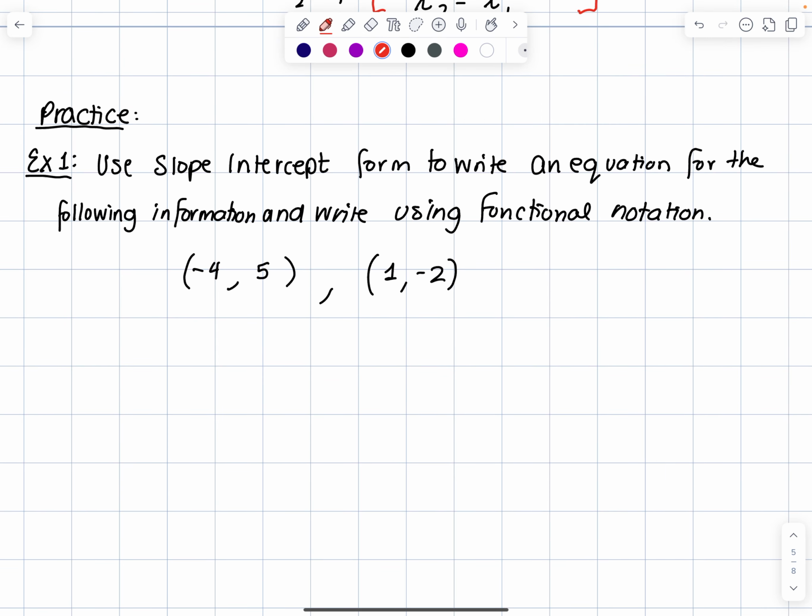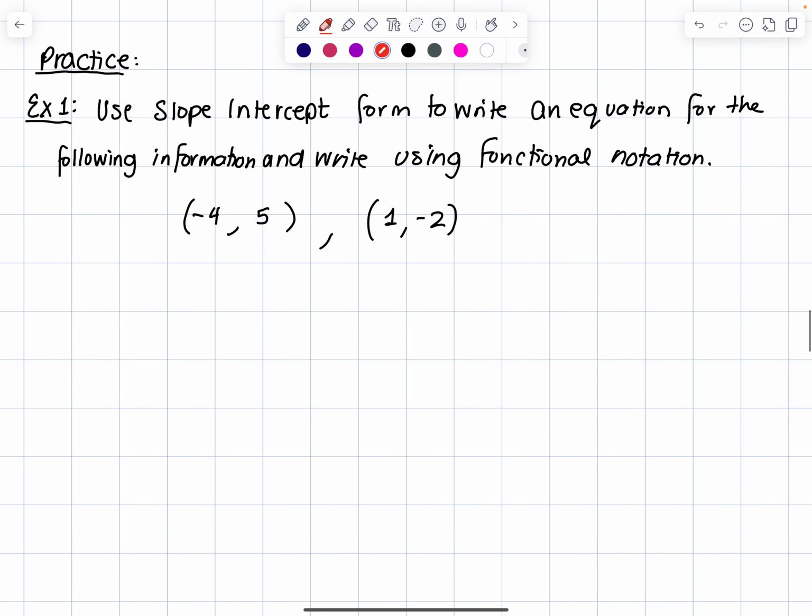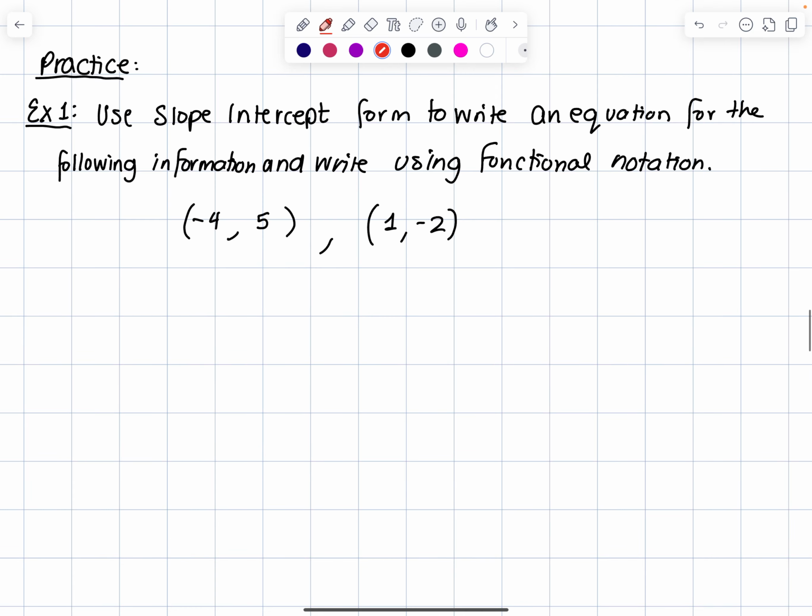All right, so now let's do an example. We want to use slope-intercept form to write an equation for the following information, and we want to write it in functional notation. That's our goal. The first thing is we have 2 sets of points. So let's calculate and write an equation. We know we want it in the y equals mx plus b form, and I'm going to write it like this, and at the end we'll write it as f of x.